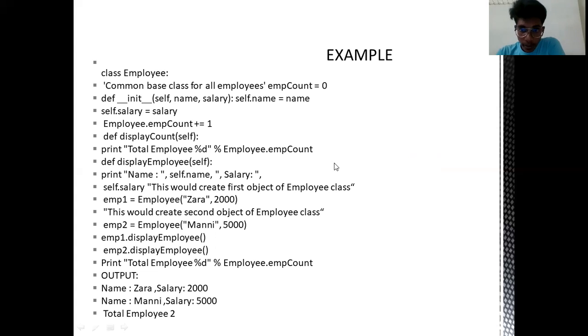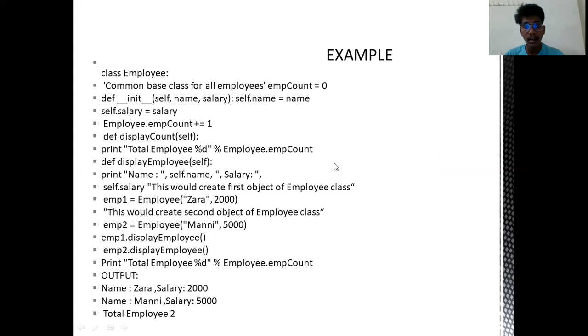For example, if you are going to check the class Employee, taking a company, the number of employees, the names of the employees and their salaries can be identified using the class variables in def function. So: common base class for all employees, empCount = 0. def __init__(self, name, salary): self.name = name, self.salary = salary, Employee.empCount += 1.